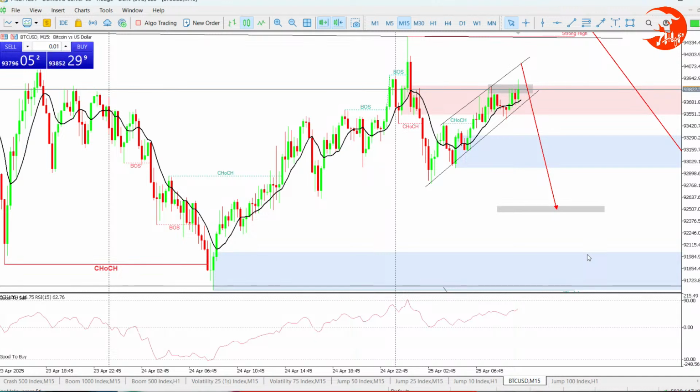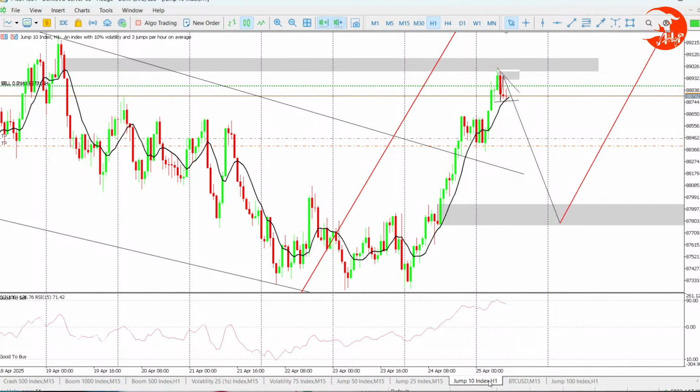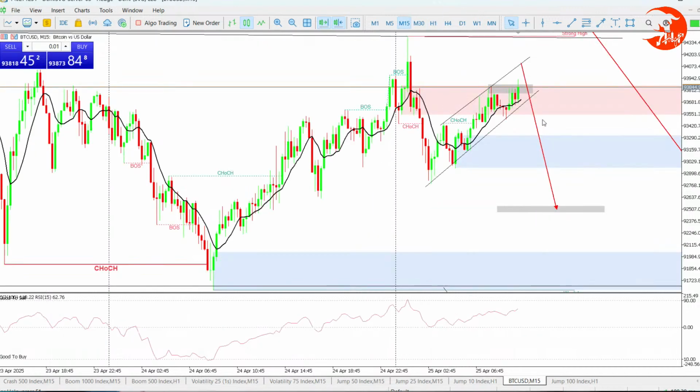Okay, so if any of you guys have a question, please, this is the time you can shoot me those questions, and we look into it. As we look into it, those who are on the signals group, we gave you that signal on Jump 10 and it's still in profits, so I had to first check it out and see how it is moving.